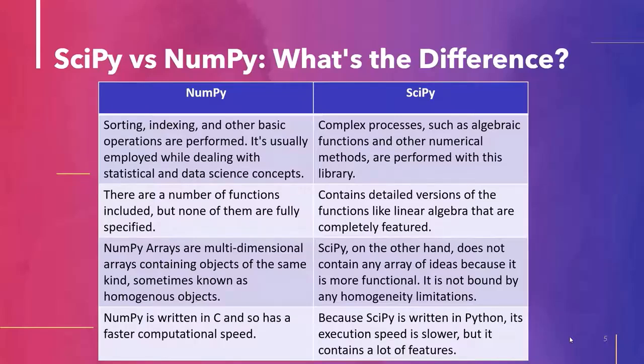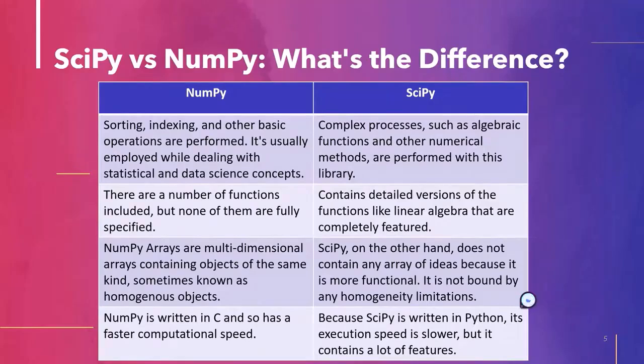NumPy is faster in computational speed because it is written in C language, and we know that C is very close to machine level language, so it is faster. But SciPy is slower because it is written in Python, and Python is a high level language that takes more time to execute the code in comparison to C language.